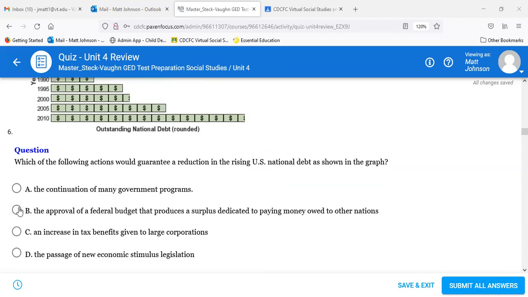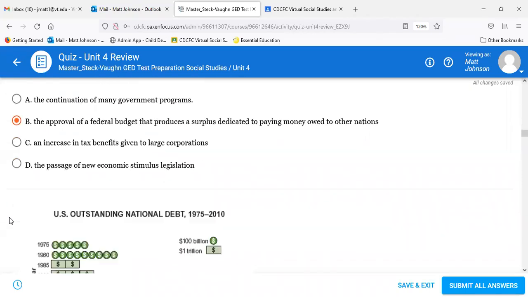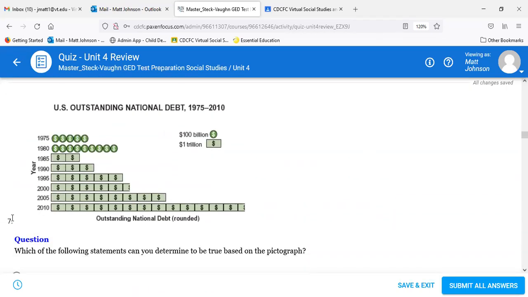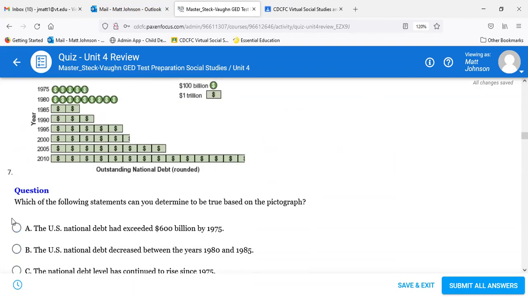B. Right? The opposite of deficit is surplus. So anything you do to create a surplus is going to affect that deficit. So B as in boy for 6. 7, that's our same pictograph, right?